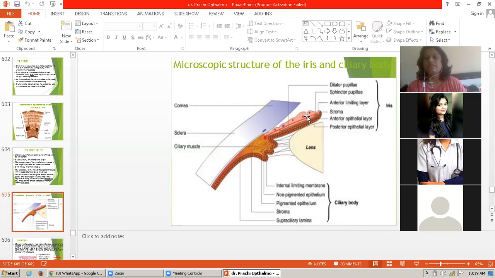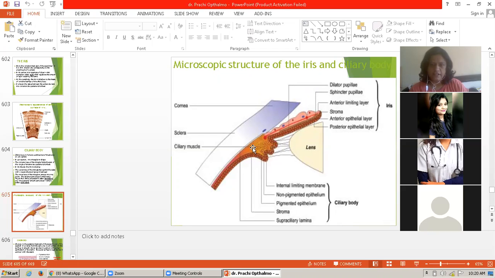So all this forms the iris. And this one is a lens, and this is the pupil, that is the aperture, and the ciliary body. The microscopic structure of the ciliary body consists of the internal limiting membrane, this one, then the non-pigmented epithelium just above that, and pigmented epithelium just above that, and the stroma.